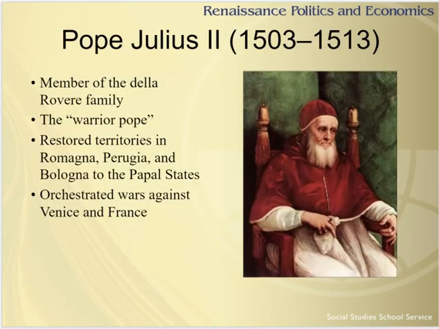Pope Julius II, another member of the Della Rovere family, was the nephew of Sixtus IV. Julius was known as the warrior pope because he used military might to restore most of the territories in Romagna, and also Perugia and Bologna, to the Papal States. So he brought the Papal States back together. He secured them through military force; he would be on the battlefield in armor. He was also active diplomatically, orchestrating multi-country wars, first against Venice and then against the French. He's also very famous for hiring Michelangelo to paint the Sistine Chapel during all this war. He was also a patron of the arts.